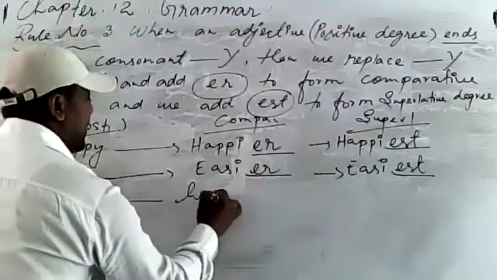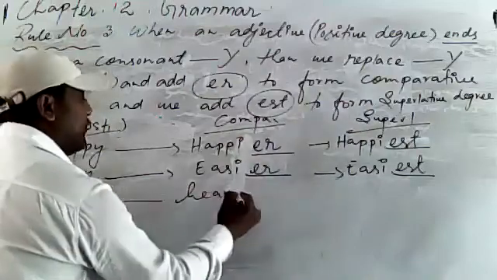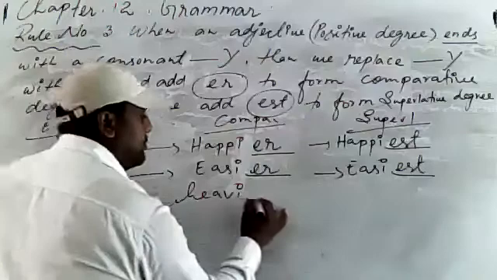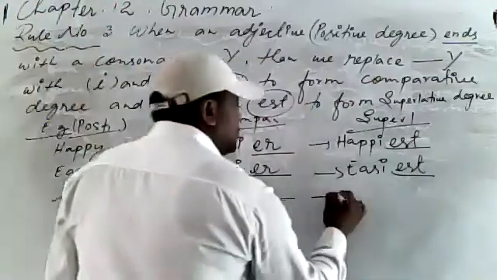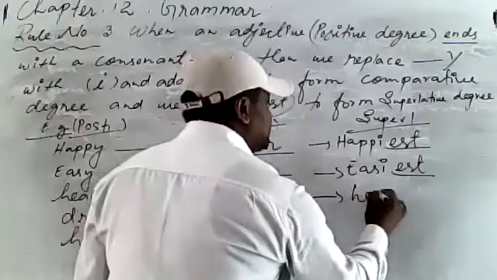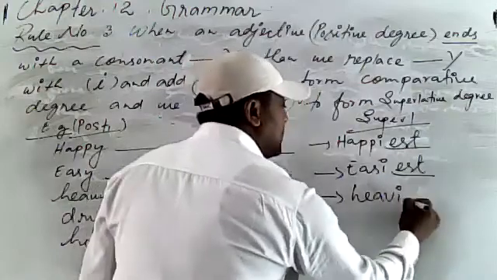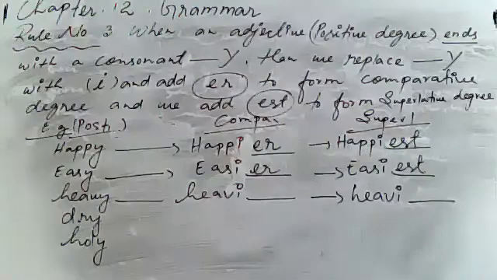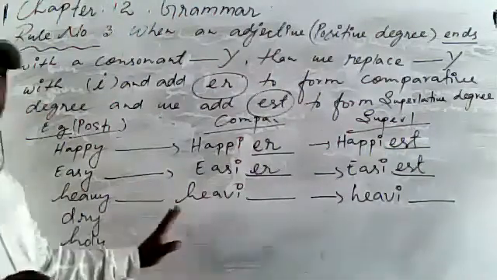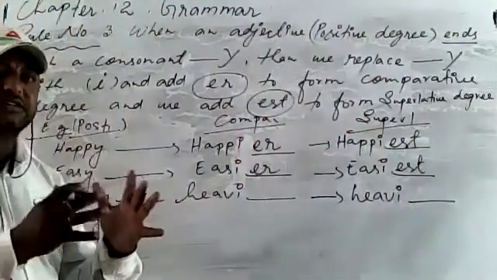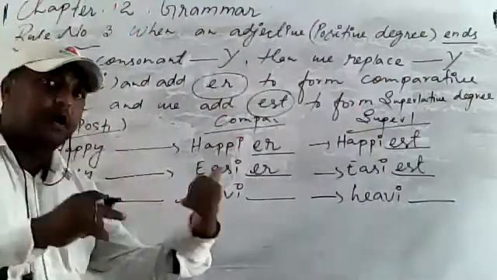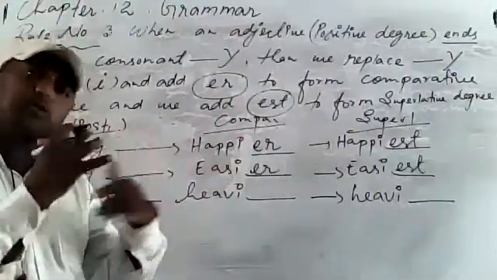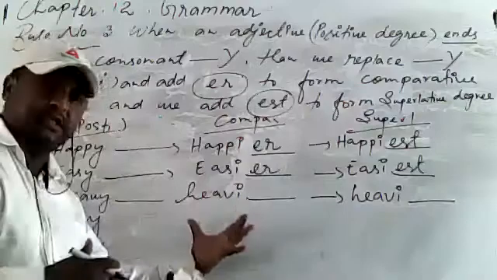Heavy, H-E-A-V. In place of Y, I am going to write here I. Replace it. Now in superlative degree, the same thing. H-E-A-V-I. Next blank. Now what I'm going to do here, students? I have replaced. First condition was that replace Y with I. I have replaced it.